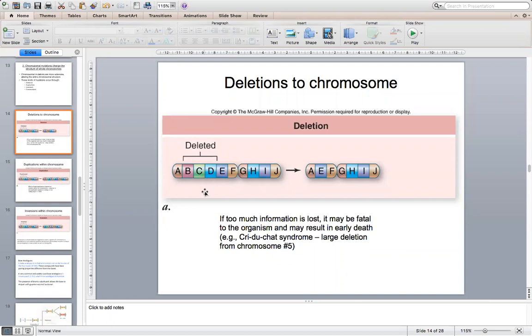One good example is the cri-du-chat syndrome. That is a large deletion of chromosome 5 in the human. The newly born babies will start to cry in the voice of a cat. So it is called by that name. Basically this is a big issue. That is another chromosomal disorder.